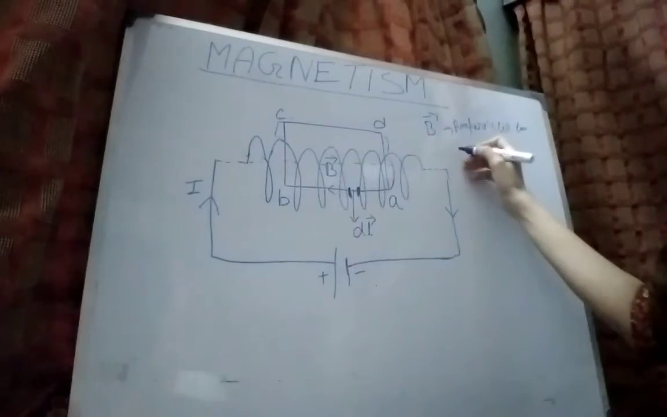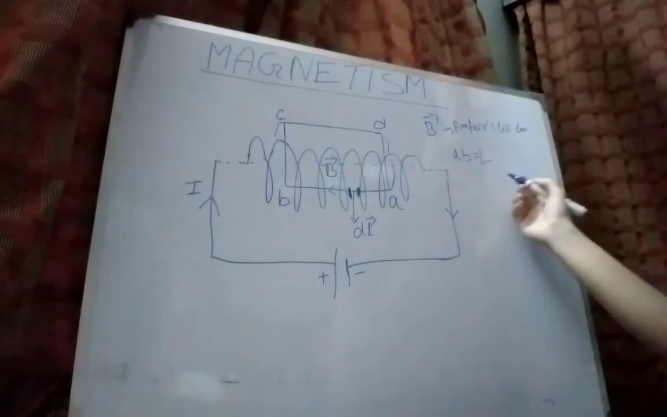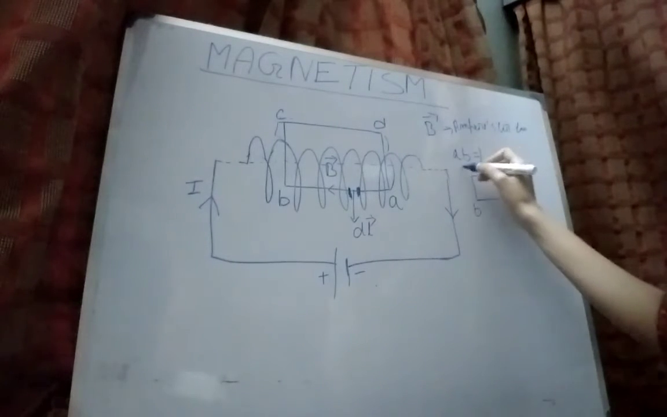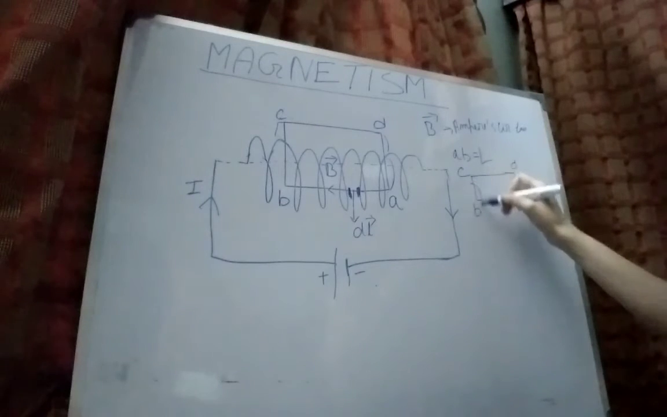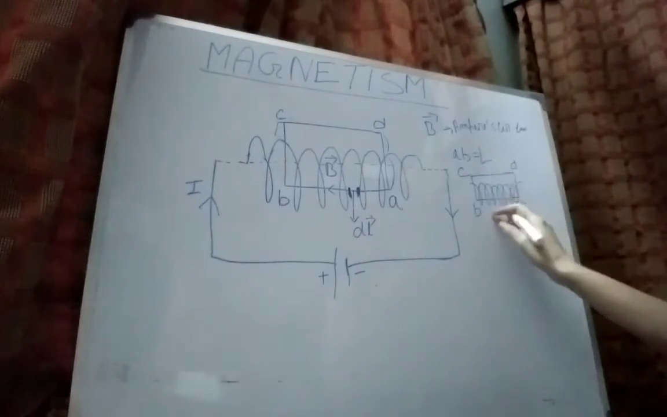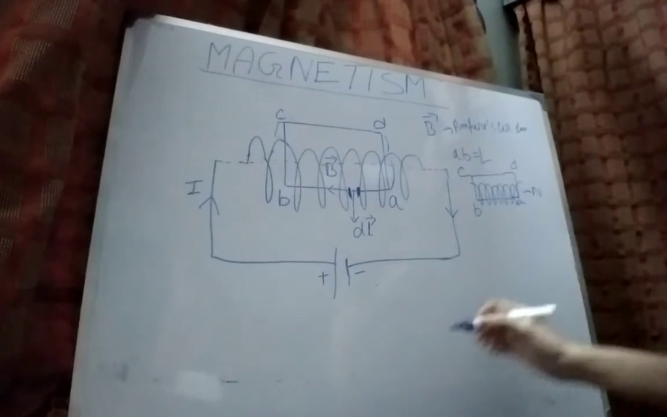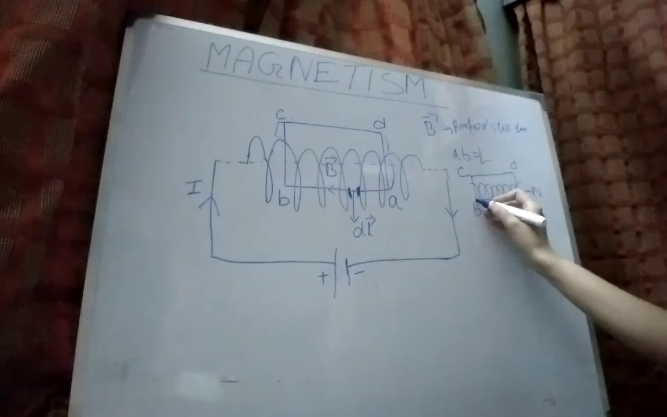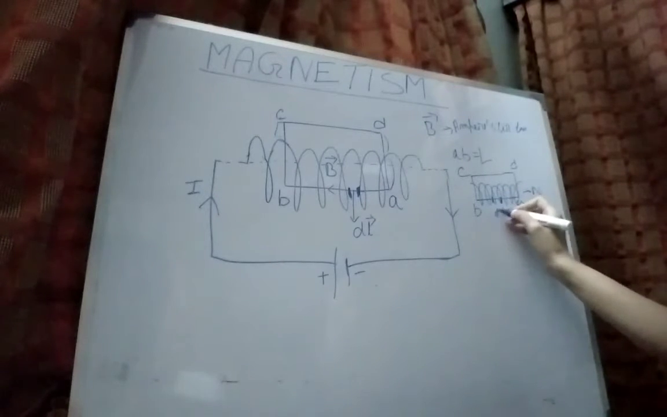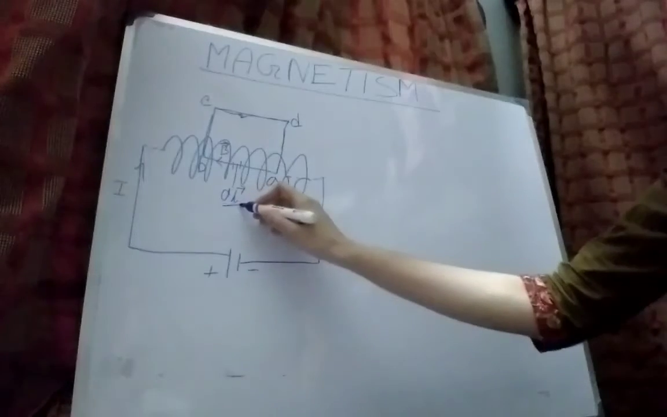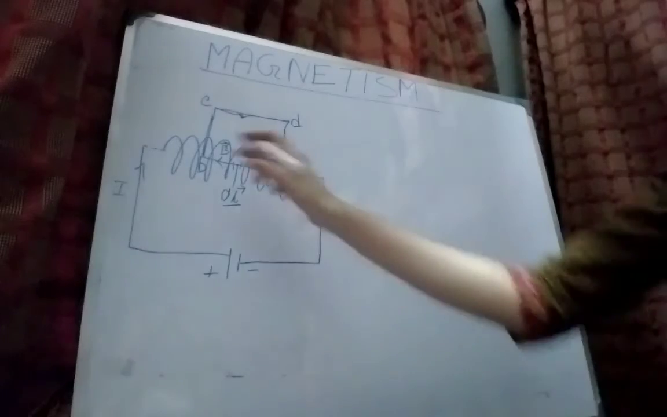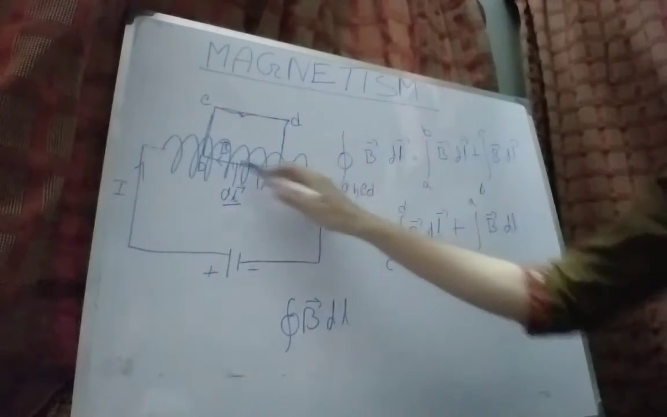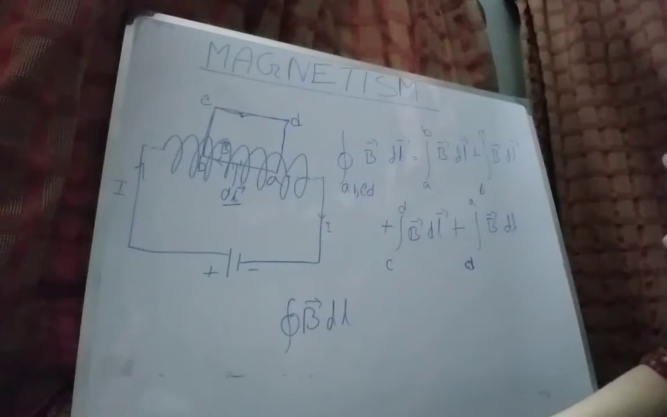Now here the length AB, we are assuming AB as capital L, and in this Amperian closed loop, that is ABCD, the number of turns is equal to N, and dl is a very small length element in the length AB. A magnetic field B is generated in the solenoid. We have to calculate the magnetic field in this Amperian closed loop ABCD.